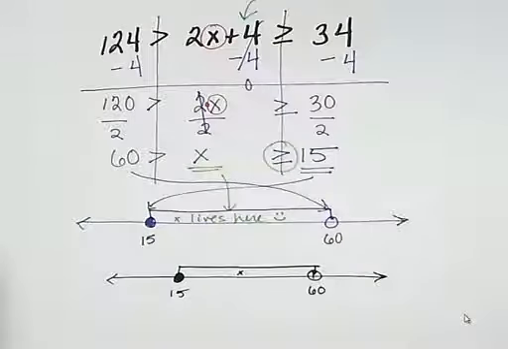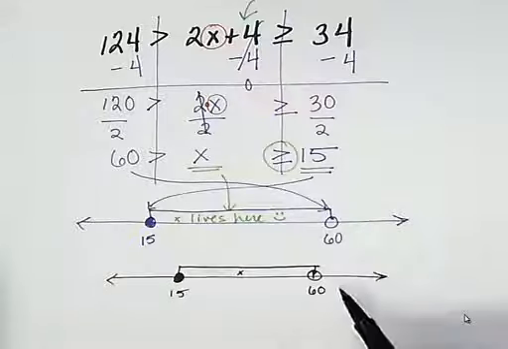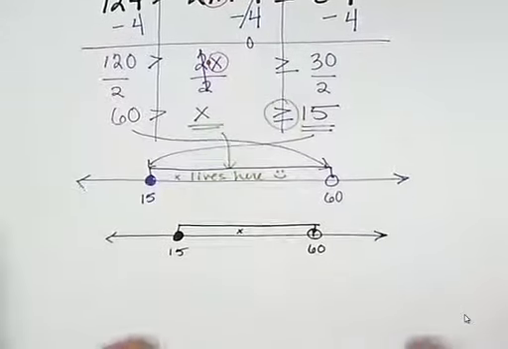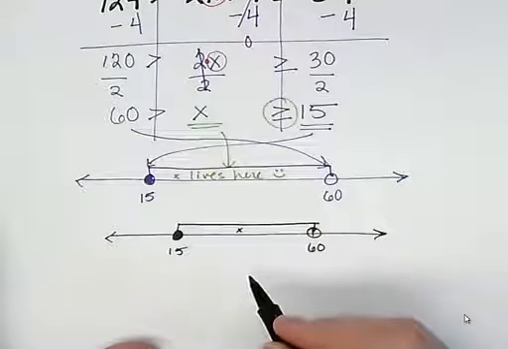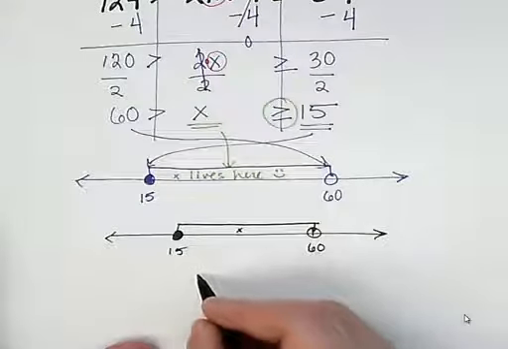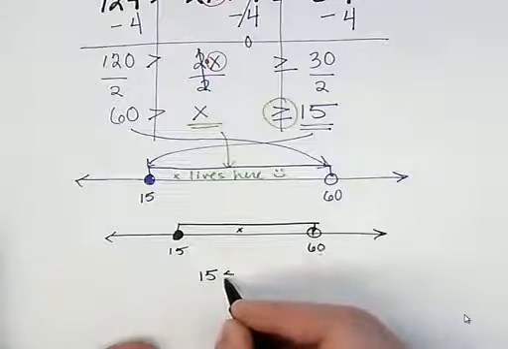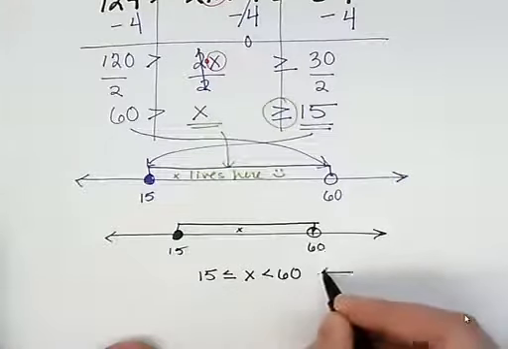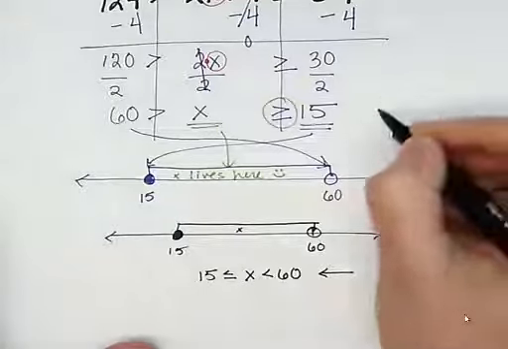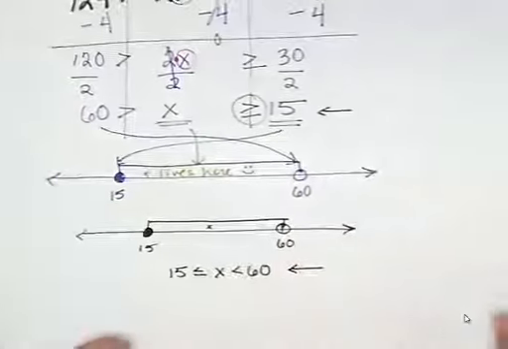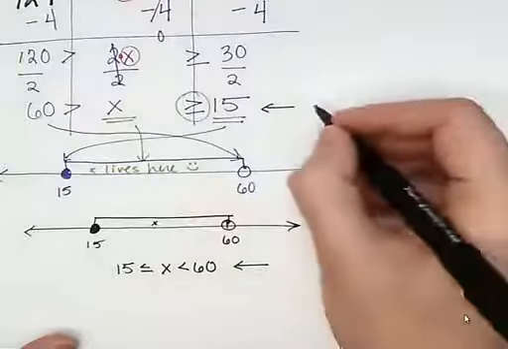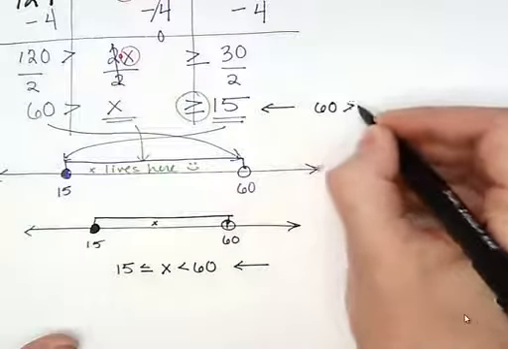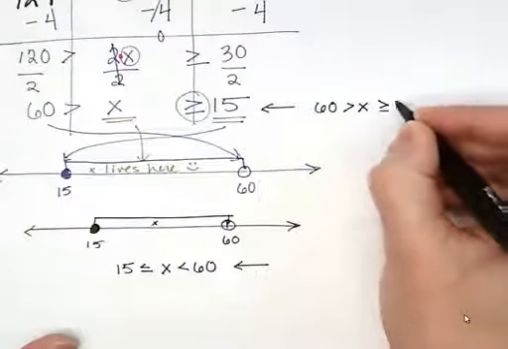Now, the last thing we want to do is write our final answer. We have our number line, which is part of our final answer, but we also want to write the values of x that satisfy the original inequality. So we would say that 15 is less than or equal to x, which is less than 60. So we can write it this way. However, you can also write it this way, which if we look at what we had up there, we could have 60 is greater than x, which is greater than or equal to 15.